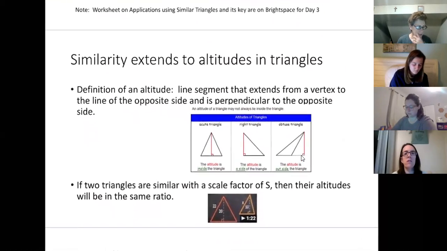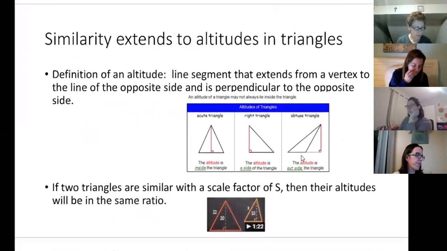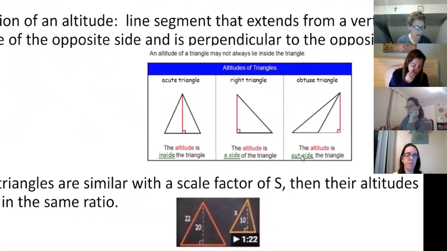What the author tells us is that with this similarity idea, if you have similar triangles, their altitudes will also be in the same proportion. And altitude is defined as the vertical distance from a vertex, at a 90-degree angle, to the side opposite it. So that's an altitude. You can see by this that for acute triangles, altitudes are inside. For right triangles, they're on the edge, and for obtuse, they are outside.